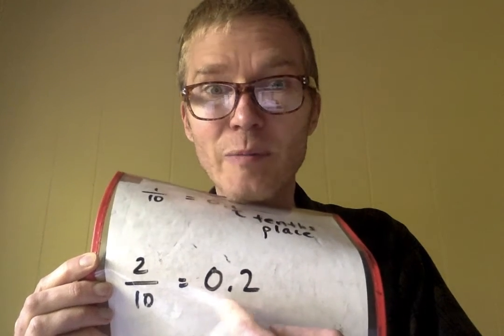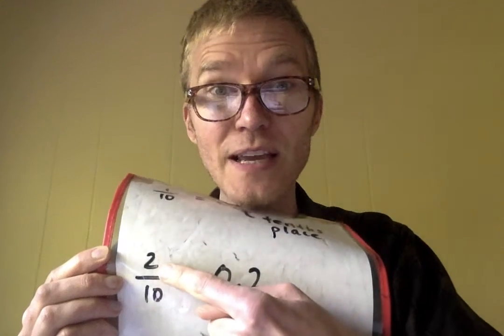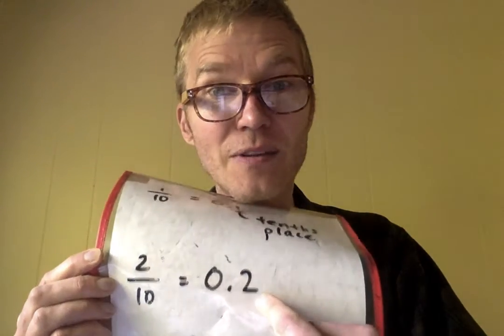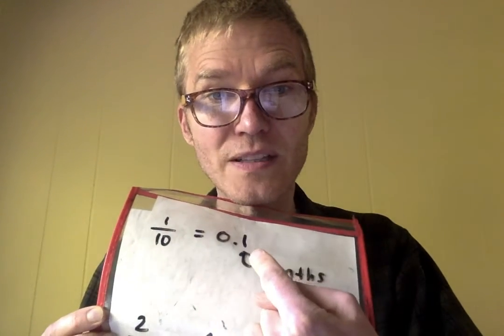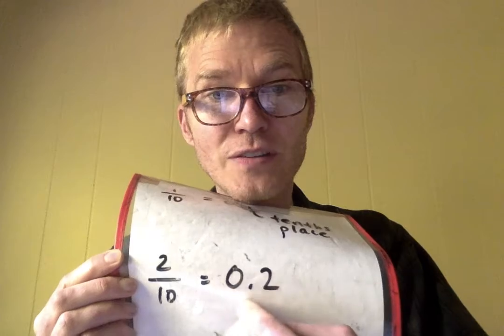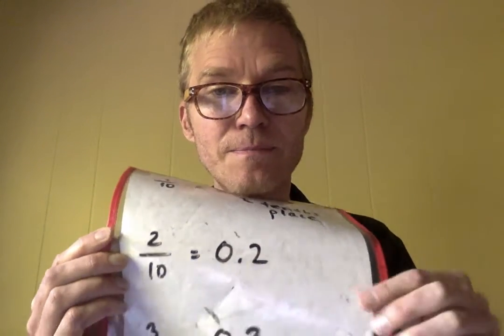We don't have 1. We've got less than 1, more than 0. It's between 0 and 1. It's 2 tenths. Same thing. 1/10 is 1 tenth, 2 tenths is 2 tenths. So you could read that as 0.2, or you could just say 2 tenths.